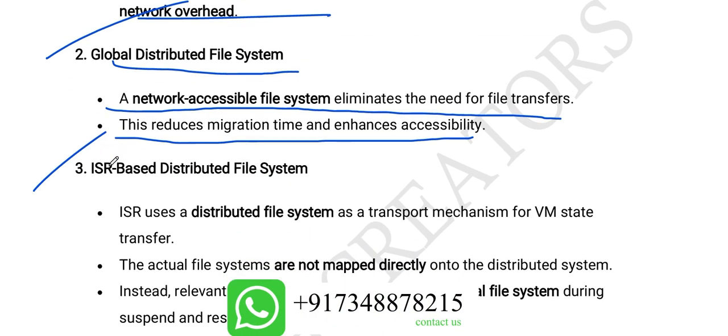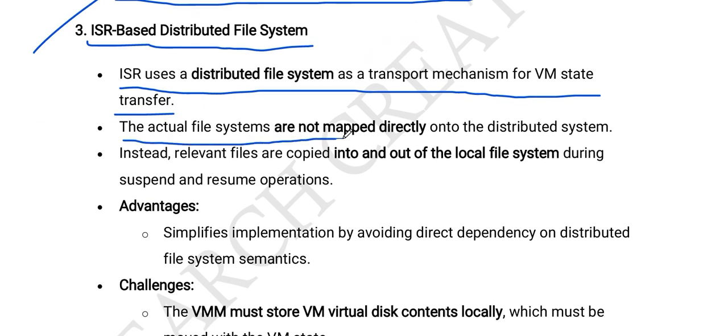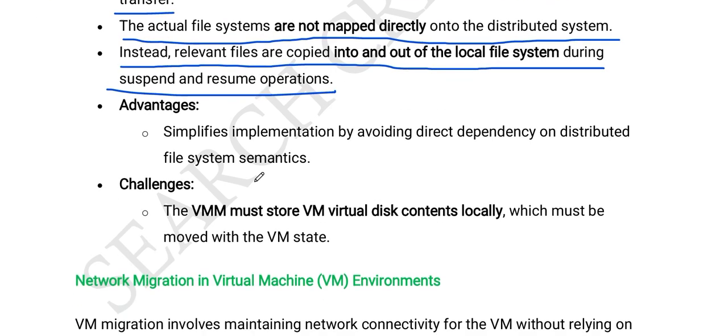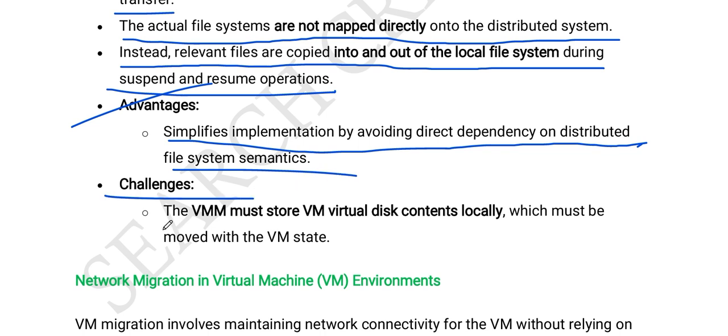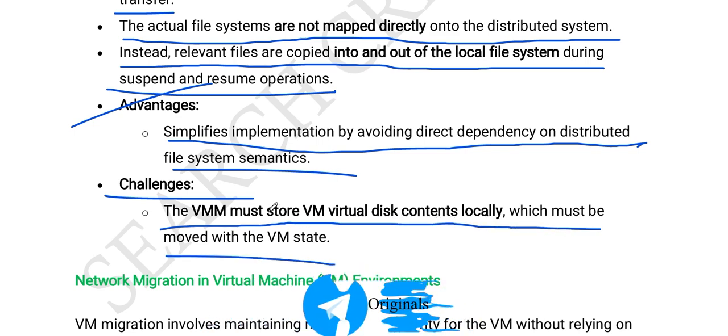The third concept is ISR based distributed file system. The ISR uses distributed file system as transport mechanism for VM state transfer. The actual file systems are not mapped directly on the distributed system. Instead, relevant files are copied into and out of the local file system during suspend and resume operations. Some of the advantages are it simplifies implementation by avoiding direct dependency on distributed file system semantics. Challenges are the VMM must store virtual machine virtual disk contents locally, which must be moved with the VM state.